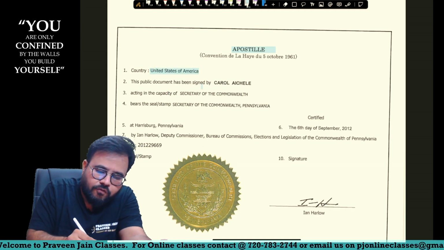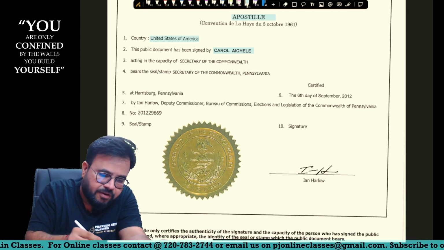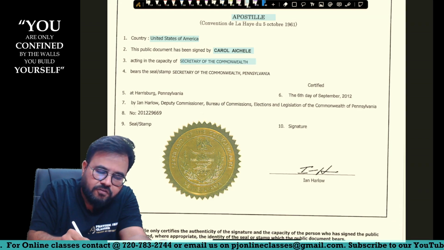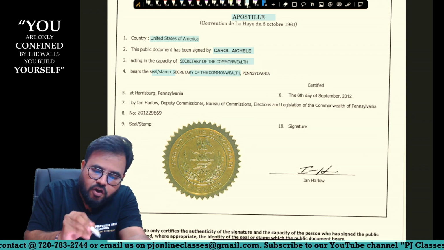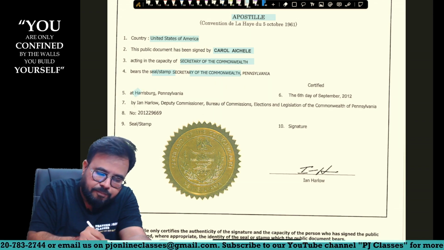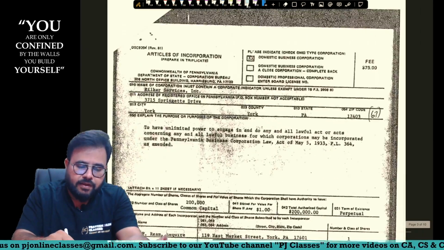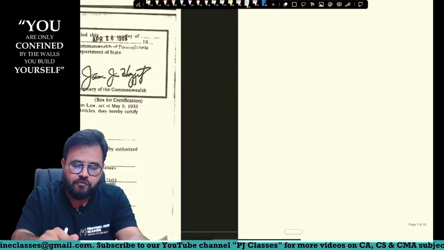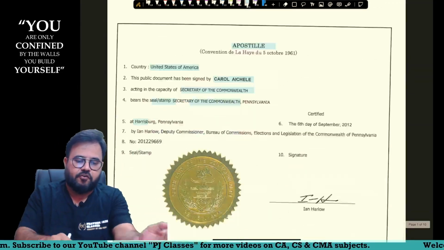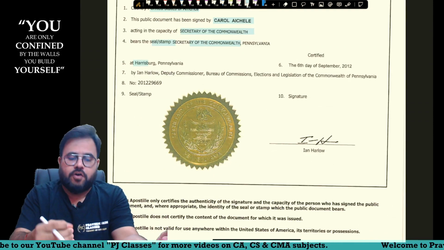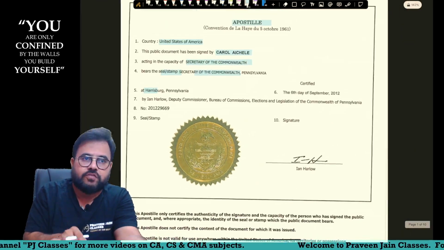This document has been signed by a person, and that person's name will be there, acting in the capacity of Secretary of the Commonwealth, and it bears the seal and stamp of the Secretary of the Commonwealth of Pennsylvania. The place will also be mentioned. What they are trying to show is that whoever has signed, whatever signatures are mentioned, that person has signed in front of me. So this acts as a document for witness. Okay, so this is how an apostilled document looks.